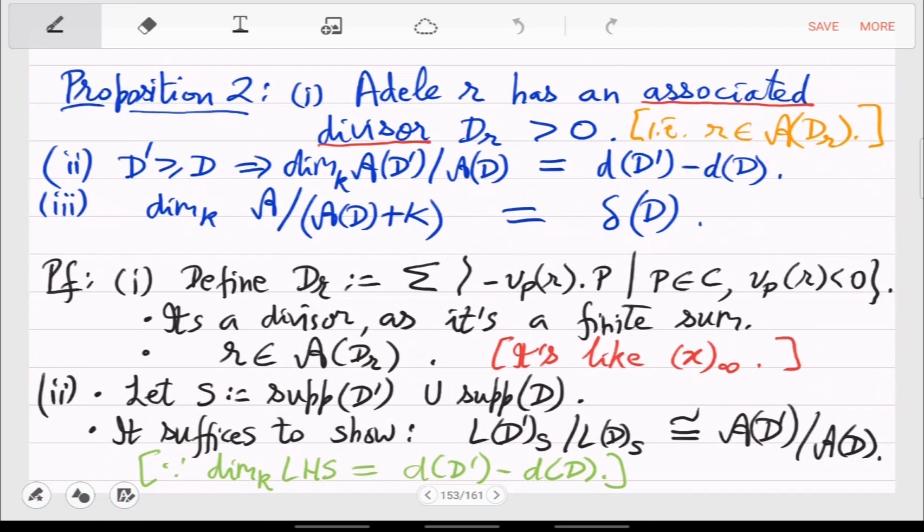Before that, we had said that every adele R has an associated divisor, which is kind of this infinity that we had for functions, the poles, such that R is in the A(D) sheaf. Basically, R plus d_R should be greater than or equal to 0. So you should be looking at d_R as the poles. Think of d_R as infinity.